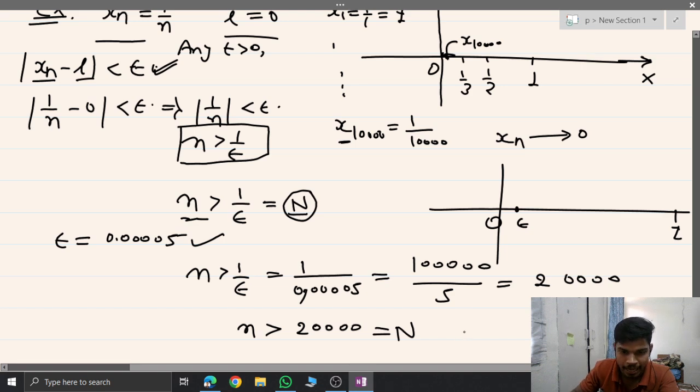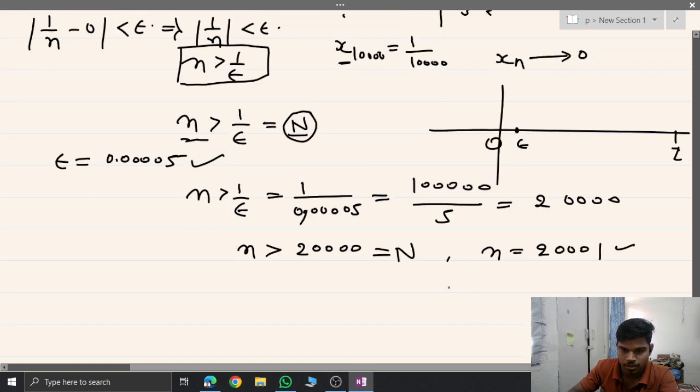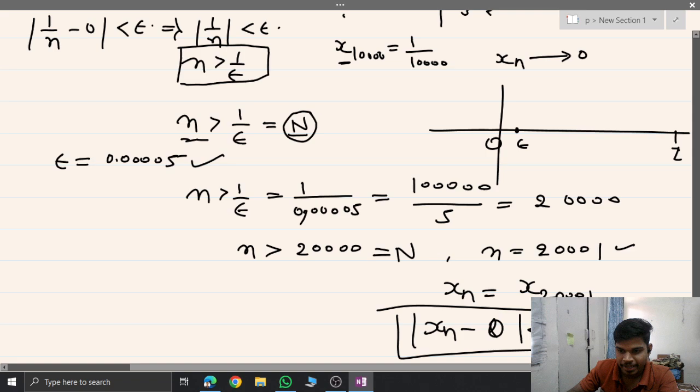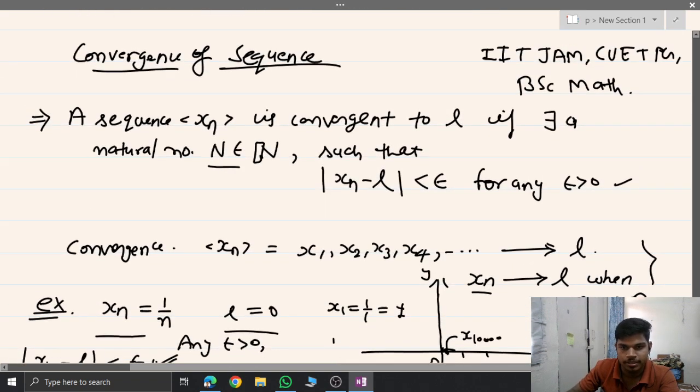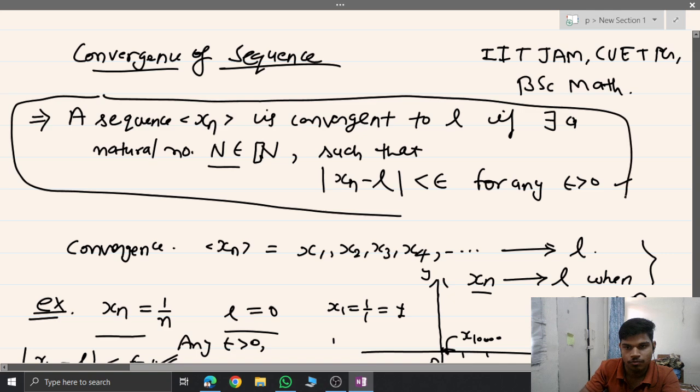Now, if you take any number greater than this n, suppose you are taking this one, you can check your xn, means x200,000. Always this xn minus 0 is less than epsilon. Okay, so I hope you got the intuitive idea of why this definition works here for sequences.